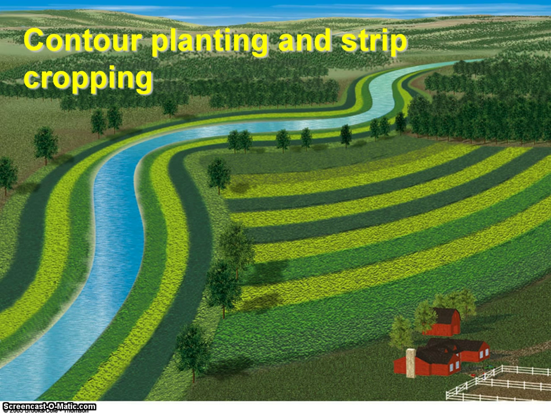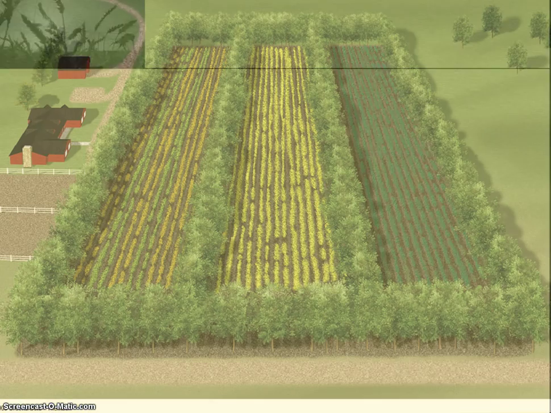You've got this contour and strip cropping. Okay, very straightforward. Once again, contour and strip cropping allows you to plant different crops in these contour or strip lines. That way you're rotating the soils. This also helps reduce soil erosion and water loss.